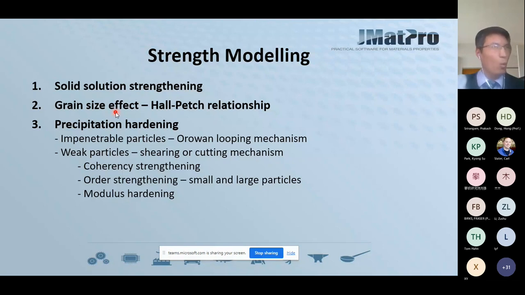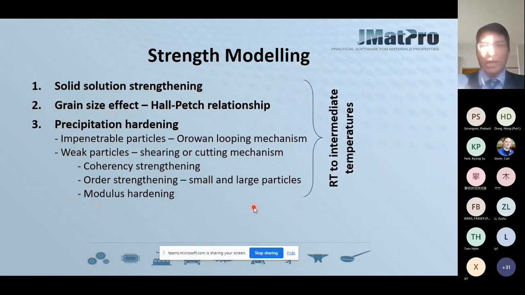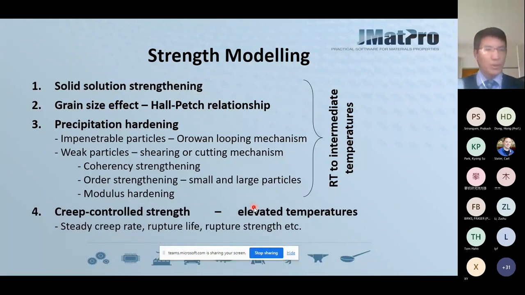And for systems where precipitation plays a very important role, then we have to consider precipitation hardening. All this kind of thing is already complex enough, right? But this is only part of the story. Because whatever you do, the strengths calculated here are in fact for a limited temperature range, typically from room temperature to an intermediate temperature range. When temperature goes high into the elevated temperatures, you may have to use a different approach.